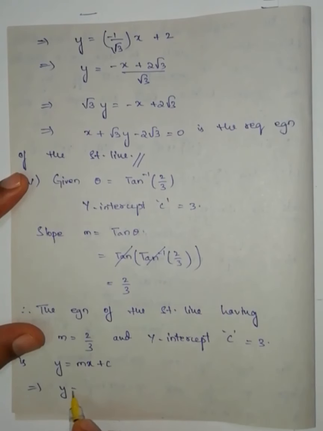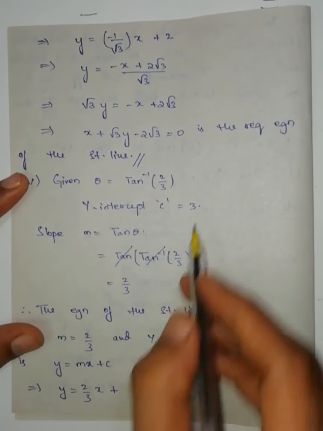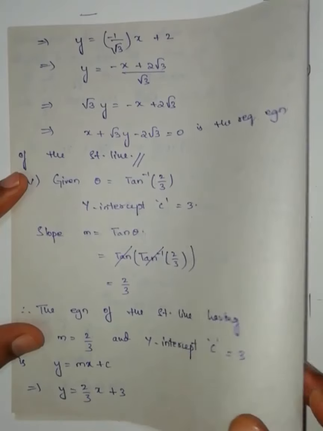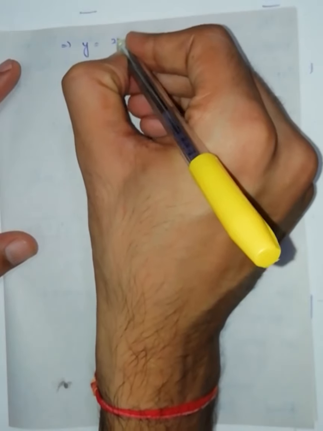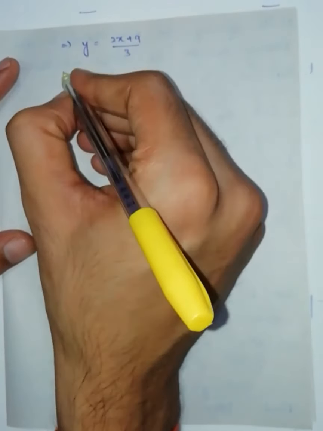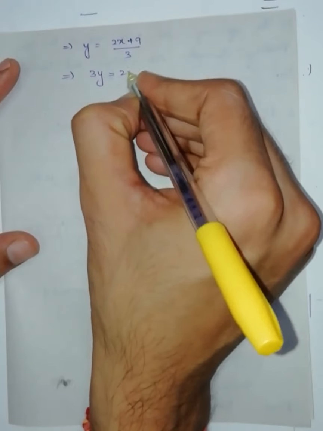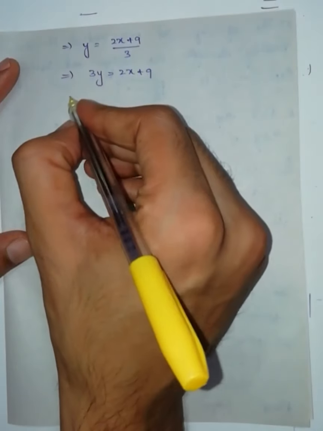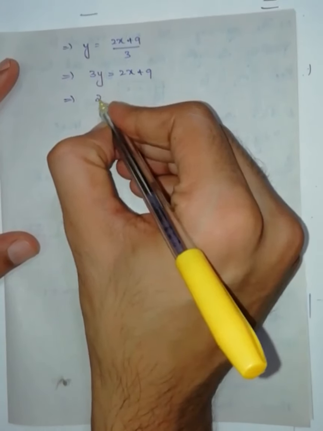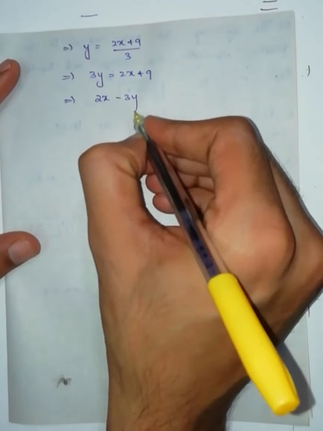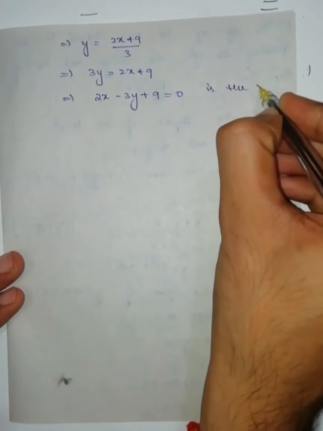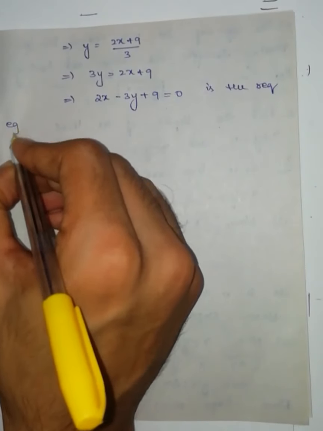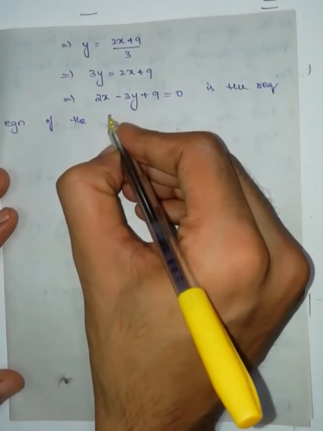This implies y is equal to m value 2 by 3 into x plus c value 3. Now taking LCM, we will get y is equal to 2x plus 9 by 3. Cross multiply, 3y is equal to 2x plus 9. Take all terms to one side. This implies 2x minus 3y plus 9 is equal to 0 is the required equation of the straight line.